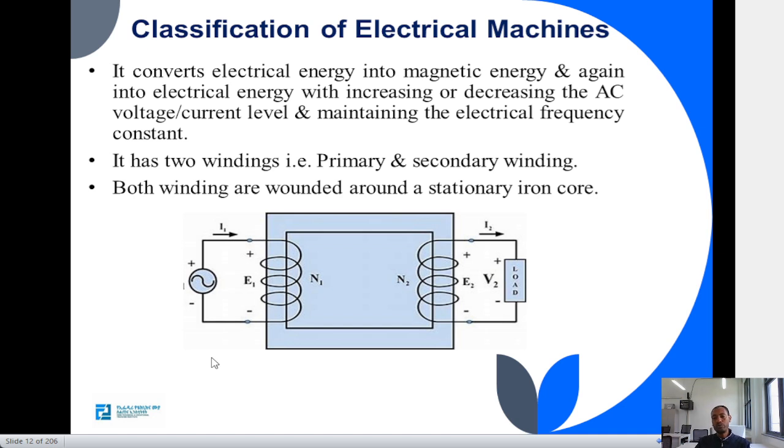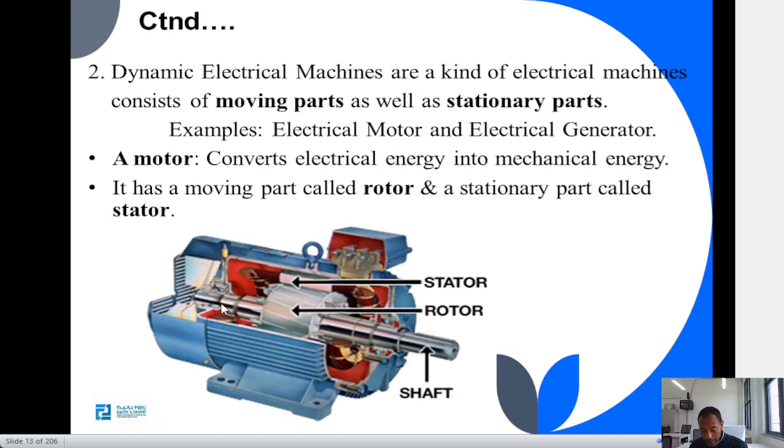Anyhow, this type of machine, while it is operating, or when it is stepping up or down, has nothing rotating. It operates stationary throughout its life. So this type of machine we call a static electrical machine.